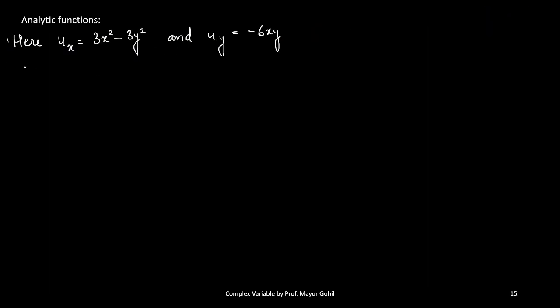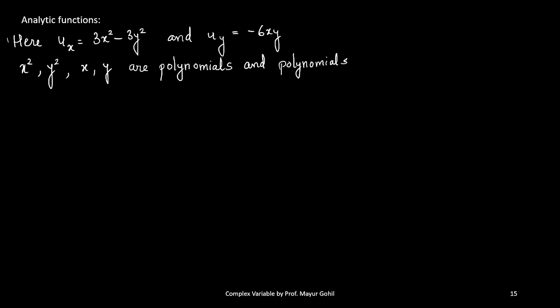So we mention here that x square, y square, x and y are polynomials, okay, and polynomials are continuous, or you can write polynomial functions, that would also do. Polynomial functions are continuous. We take this result for granted for some time in order to tackle the concept.